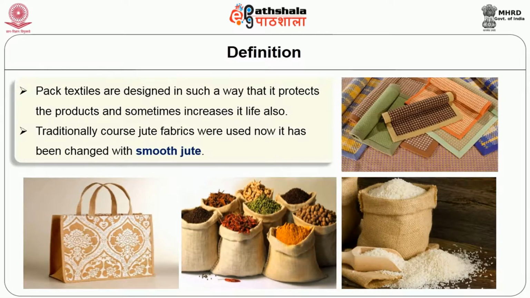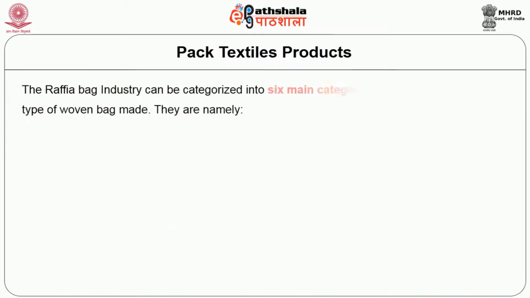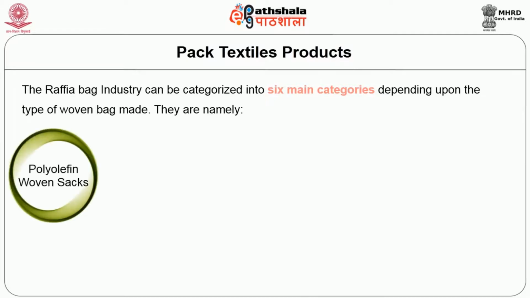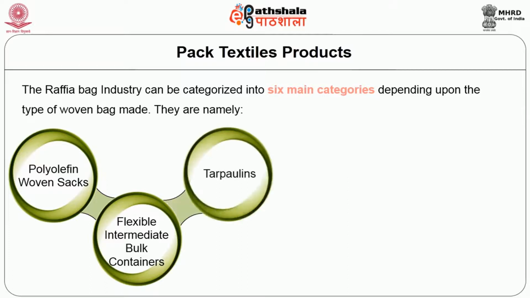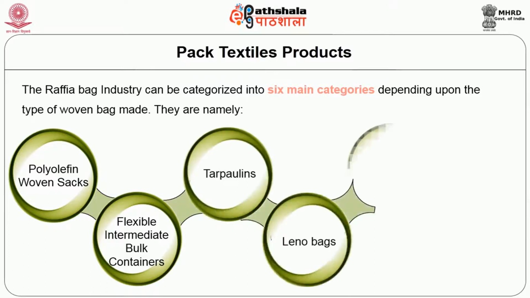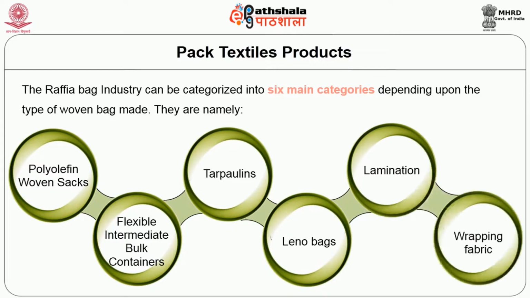Traditionally, coarse jute material was used. Now it has changed into smooth jute and synthetic material. We shall see the different concepts of packed textile products. First one is raffia bags. Raffia bags are categorized into different concepts as polypropylene woven bags, flexible intermediate bulk containers, tarpaulins, leno bags, laminated bags, warp fabrics. We shall see some of them one by one.